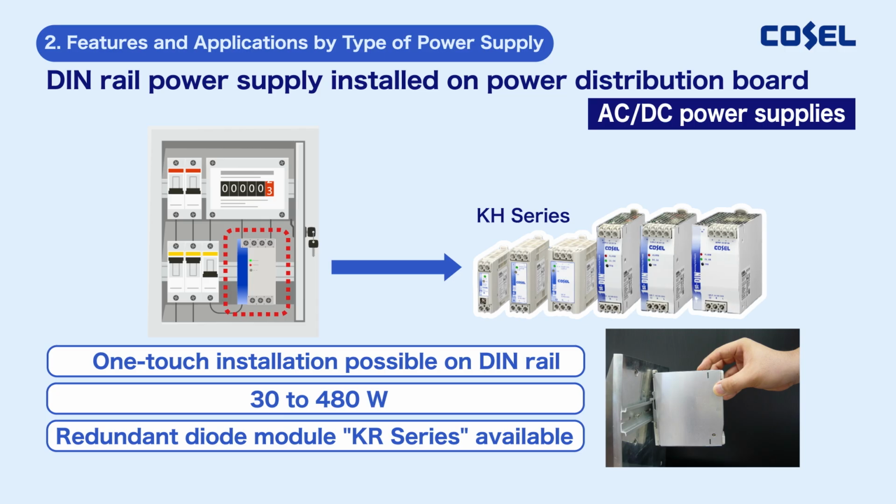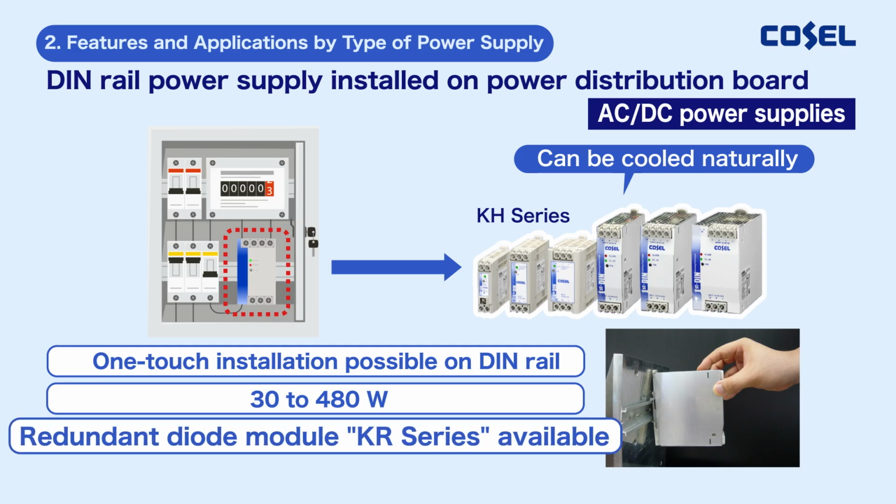The airflow is directed upward through the air holes on the bottom of the power supply, allowing it to be cooled naturally. We also offer the KR series of diode modules for redundancy to meet the redundant operation required in update systems.